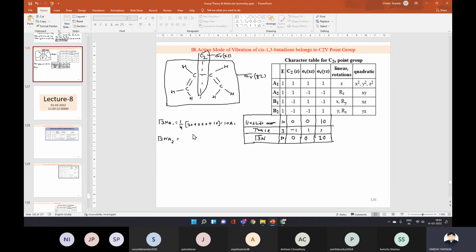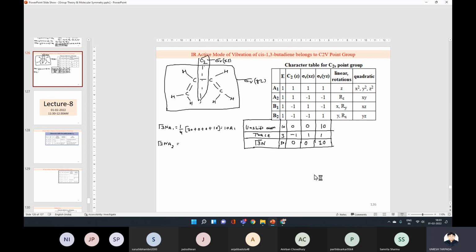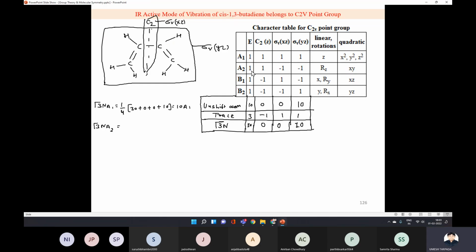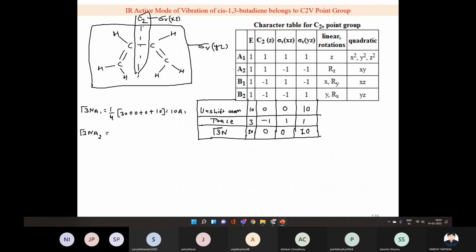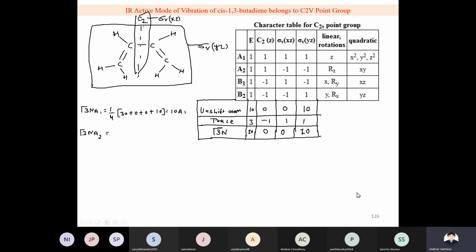So in continuation to the calculation of IR active modes of vibration, now we are going to complete the calculation for cis-1,3-butadiene, which belongs to the C2v point group. Cis-1,3-butadiene is one of the very important molecules, so it belongs to the C2v point group. You can have a look at it here.